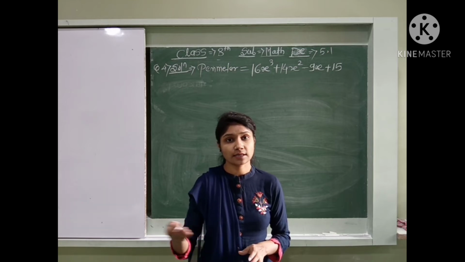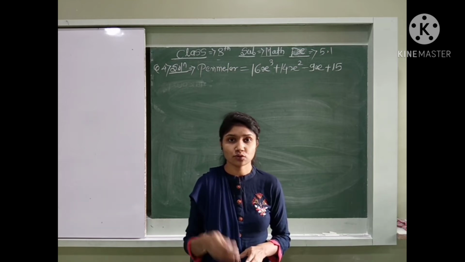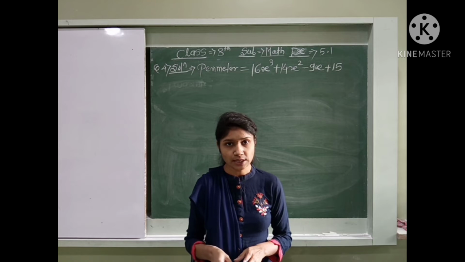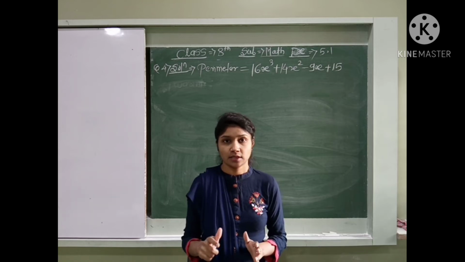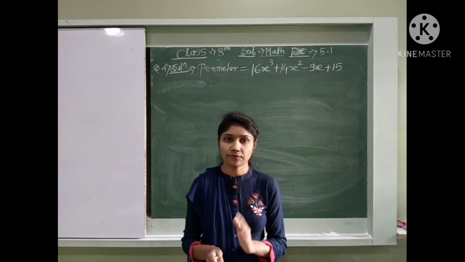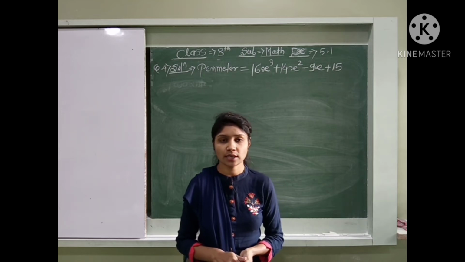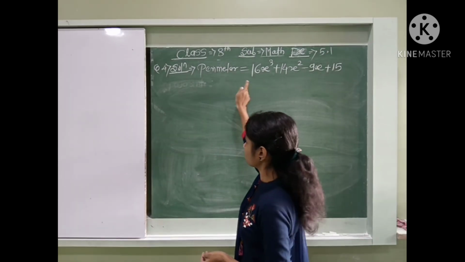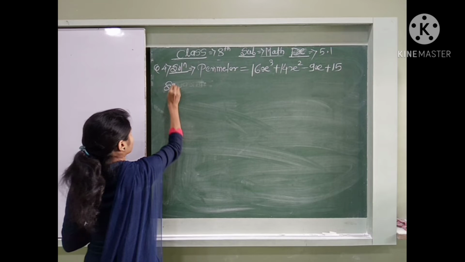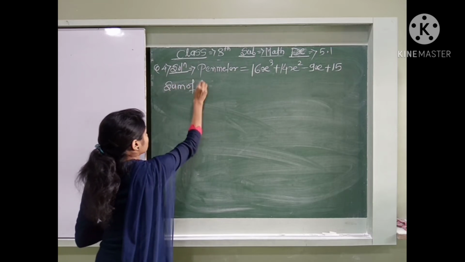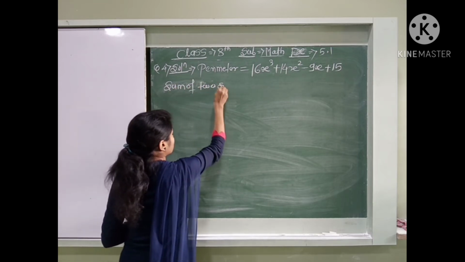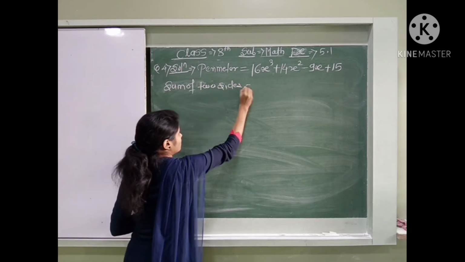When you read this question, you have to understand how to solve it. Two sides are given. First we have to add these two sides. This sum is subtracted from the perimeter, and you get the third side. It's a very easy question. First we have to find the sum of the two sides.